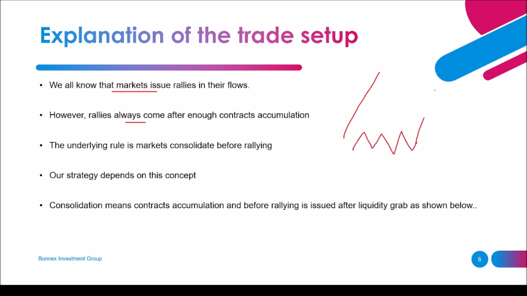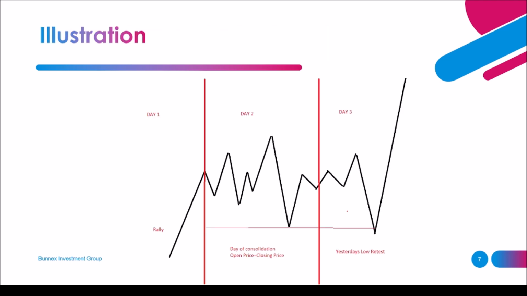Before they make any significant move, they need to consolidate, and the rally can be an initial point or it can be within the rallies, right? So they should consolidate before moving in an upward manner or downward manner. So our strategy depends on this particular concept. Consolidation means contracts accumulation, and before rallying is issued, after liquidity grab as shown below. We are saying for rallies to be issued, there should be a liquidity grab. Let's now see what that is.